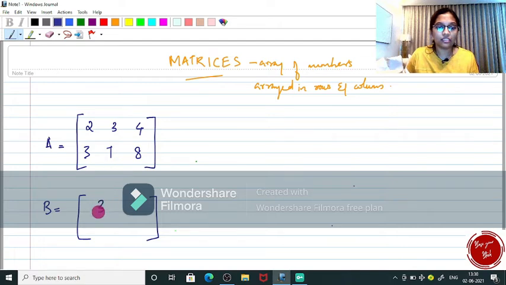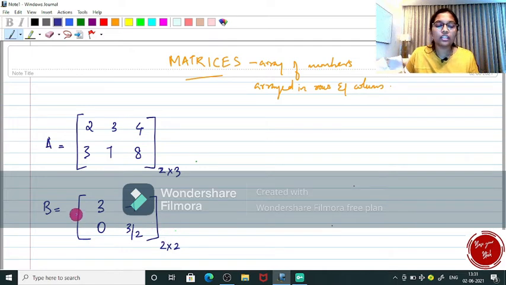I will have 3, -1, 0, 3 by 2, which means a matrix can even have negative numbers, a 0, a fraction, anything. Okay. And what about the order of this matrix B? It is 2 rows and 2 columns. So it is 2 by 2. We usually write the order in the bottom right of each matrix. Okay. And here it is 2 by 3.